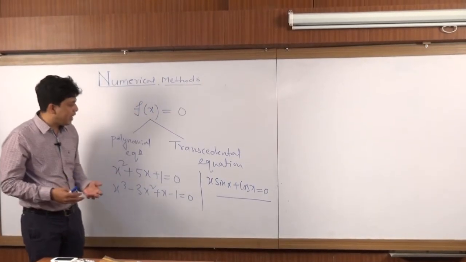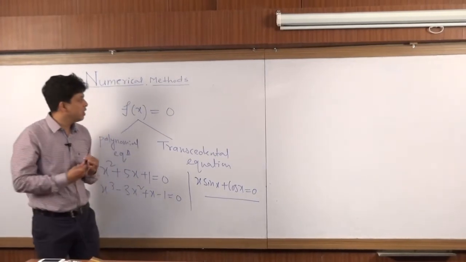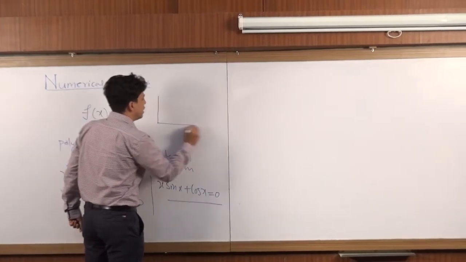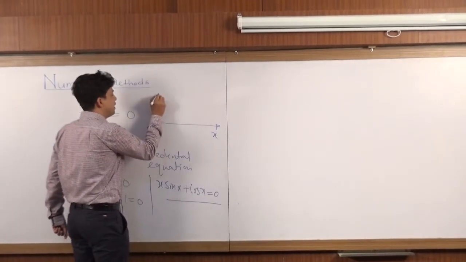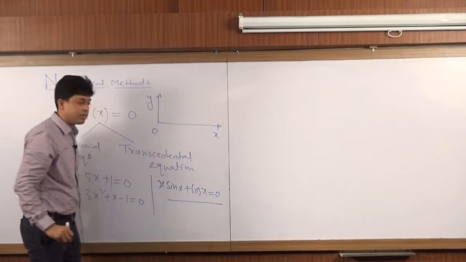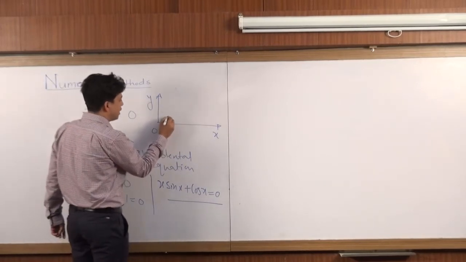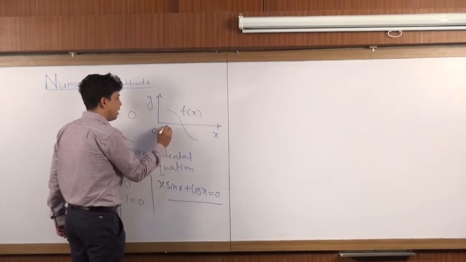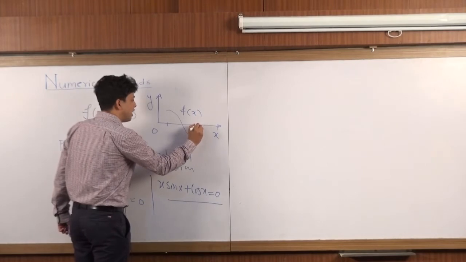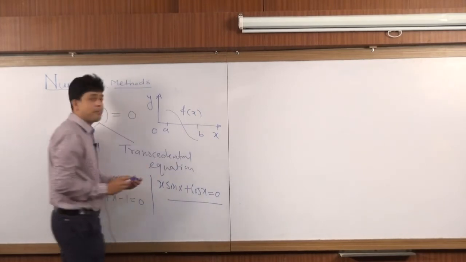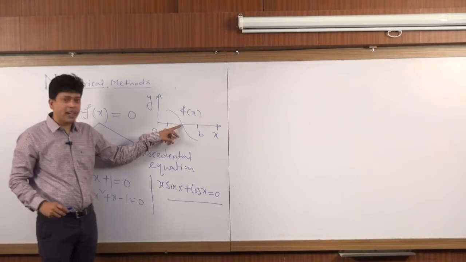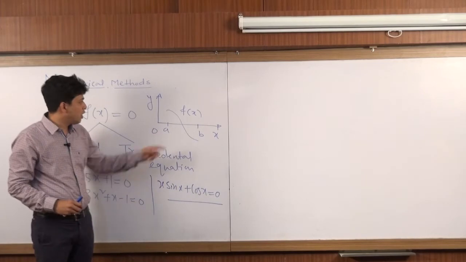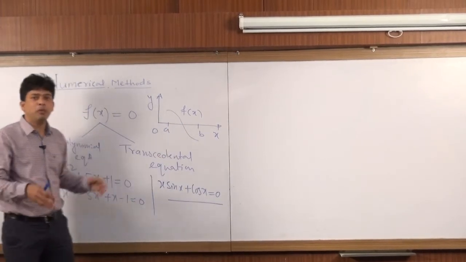Now I'll tell you geometrically what is the meaning of roots. Suppose this is the coordinate axis, x axis, y axis, origin, and suppose this is the function f(x), and consider one interval a comma b. Root means the point at which the function cuts the x-axis. This point is known as the root. So we have to find the approximate value of the root by using numerical methods.